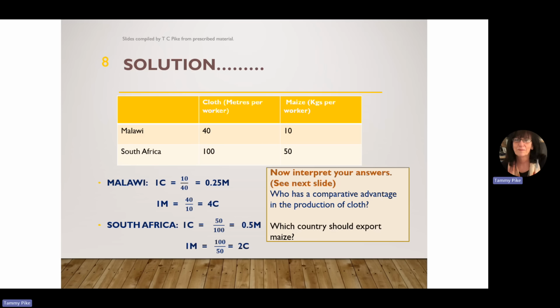There we go. We've completed the calculations. Don't worry if at this point you're not quite sure what you're doing. You're just doing the sums. Once you've got the sums, then the thought process starts.